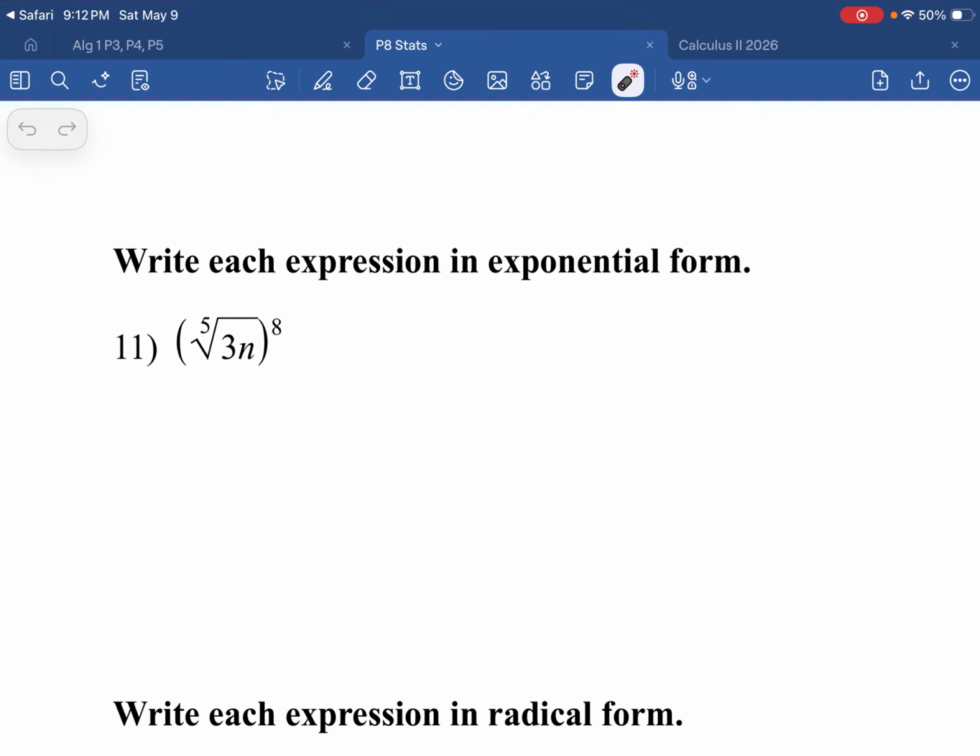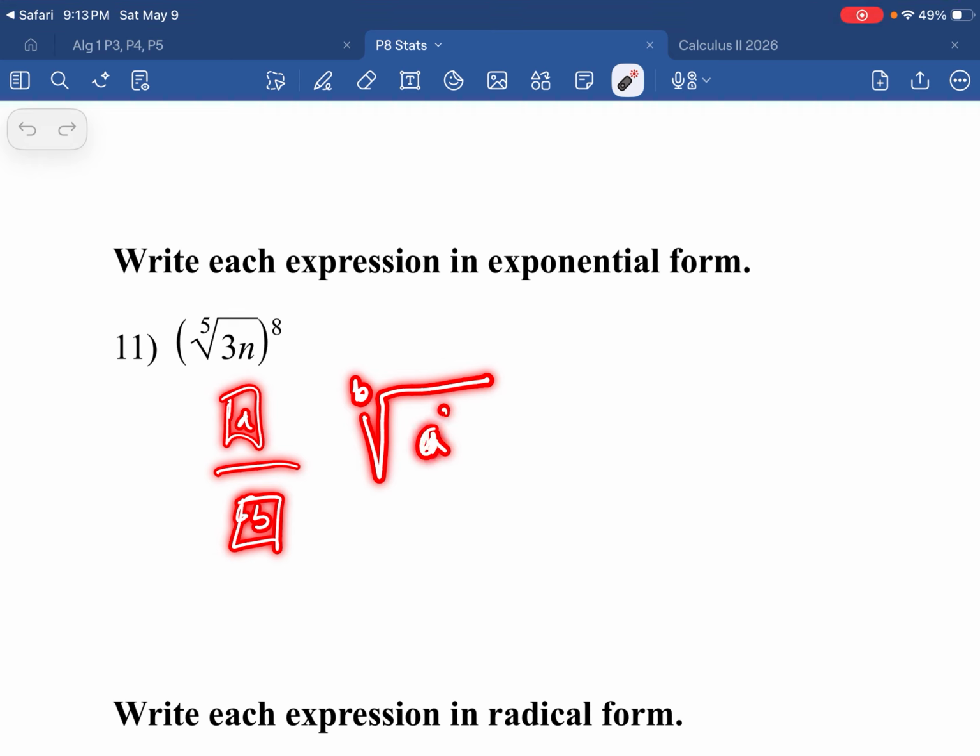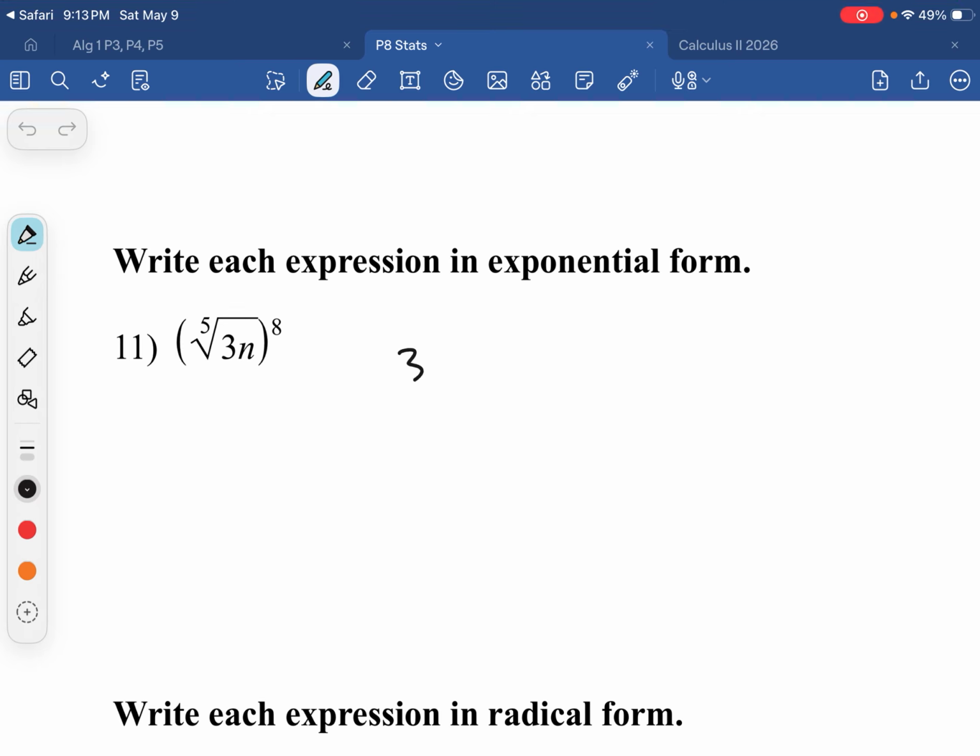Remember, we can write the exponent as a fraction, like a over b. b would be the index, and a would be whatever it is we're raising to the power of a. I'll show you what I mean. If it's the fifth root of 3n raised to the eighth, the index is in the denominator, and we can write it like this.